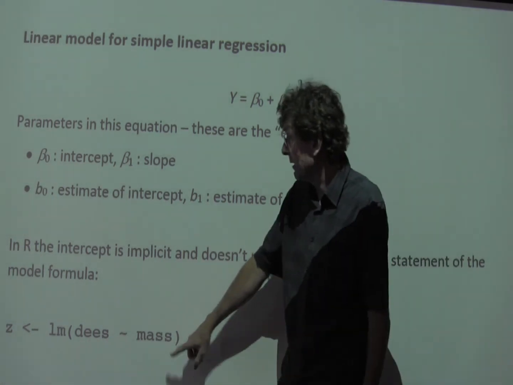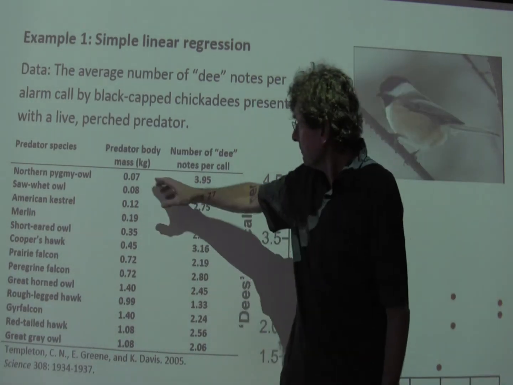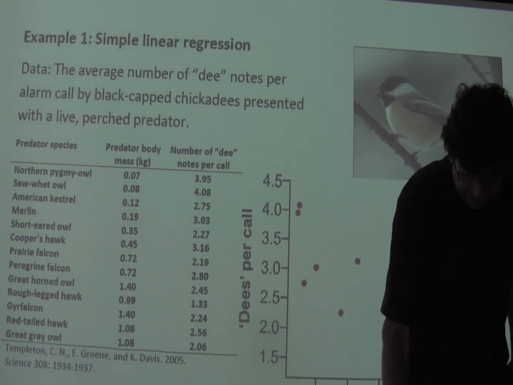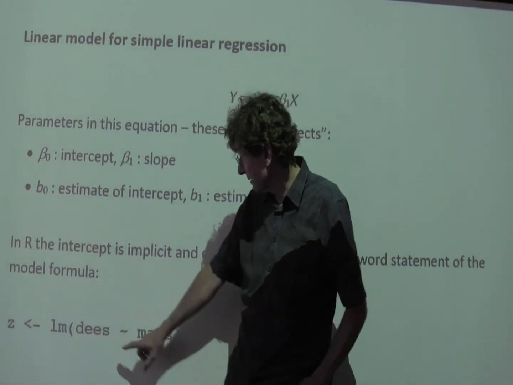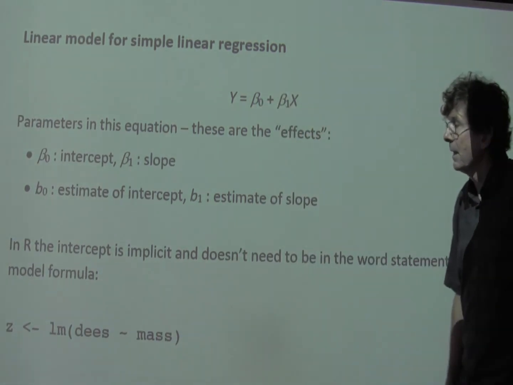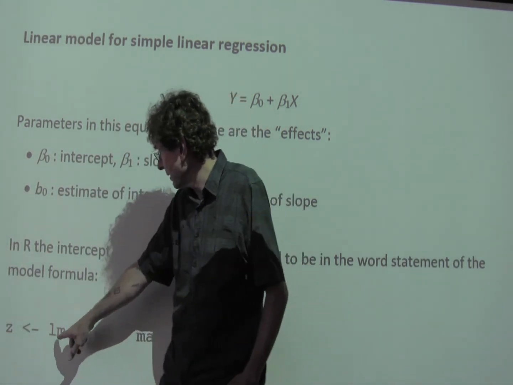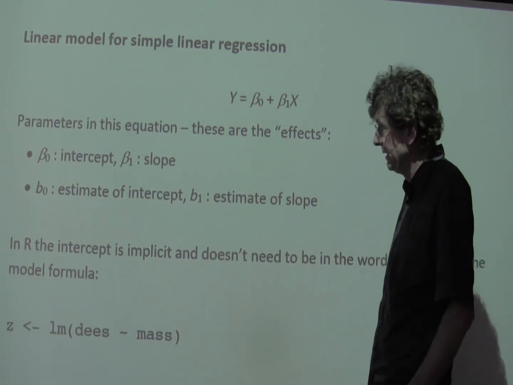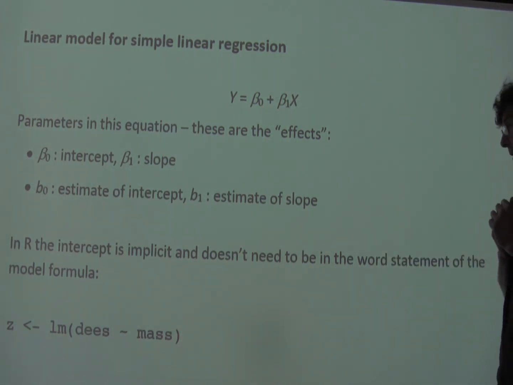So I've got some R code here showing how you would fit this to the data. We have two variables illustrated here, predator body mass and number of D notes per call, and I arranged them in columns. How we would instruct R to fit that is we would put the Y variable here, then a tilde, then the X variable. The lm command fits the model, and then stores the result in this object that I'll just call Z. And then we apply functions to Z in order to extract all the bits that we want. That's the way that R works.